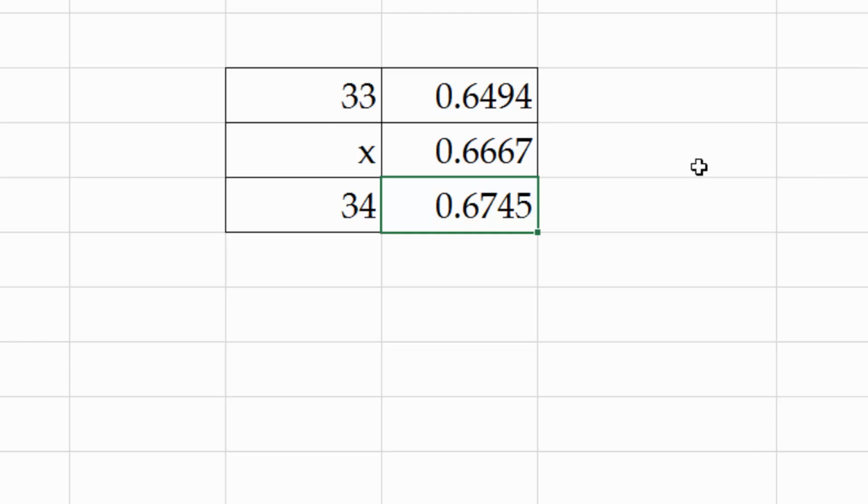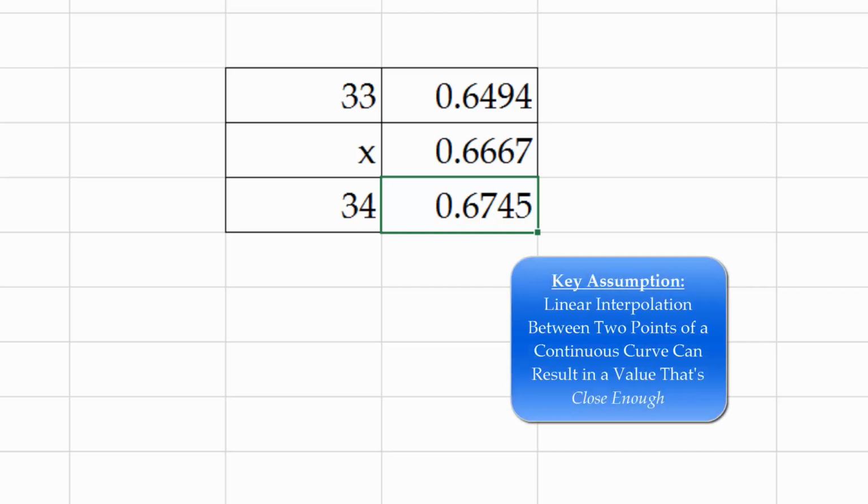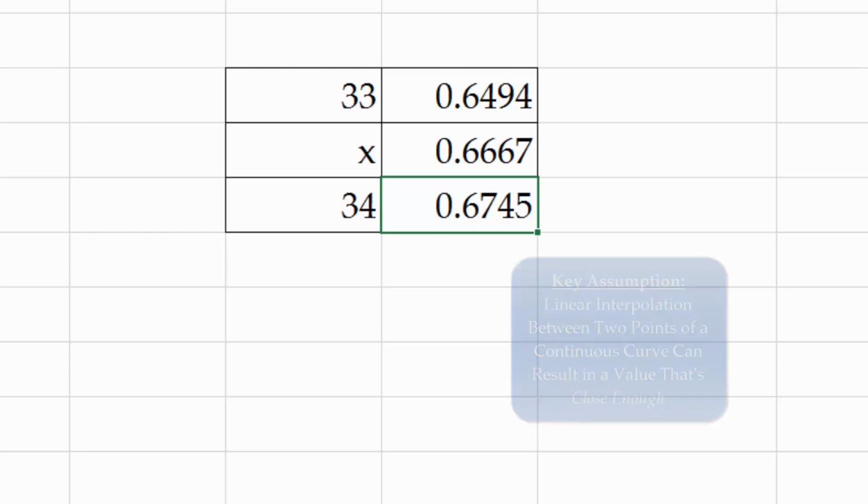Now, for tangent or sine, cosine, or any of these other functions that are continuous, yet they're curves, between two fairly close points, we can assume that it's linear. Now, there's going to be some error involved, but if we assume that it's linear, between two close points, there probably will be minimal error, and we can at least get close enough for our purposes.